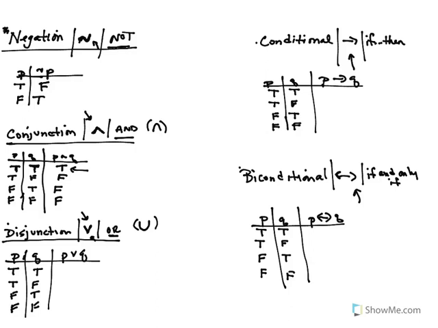So your first two columns are always the same. Your P column is always two trues, two falses. Your Q is alternating, true, false, true, false. So true or true is always true. True or false is always true. False or true is always true. False or false is false.